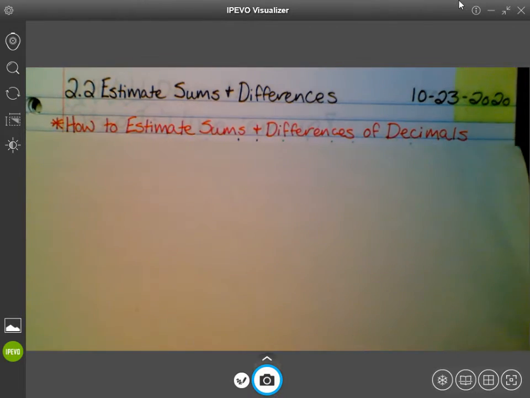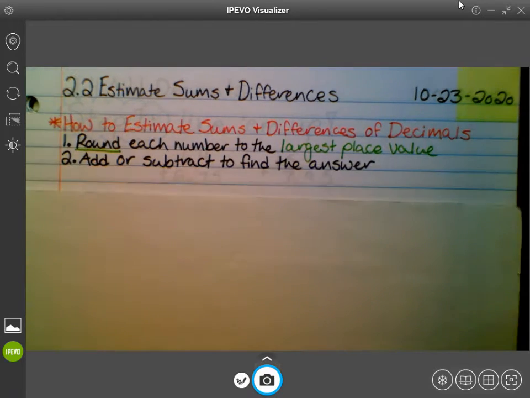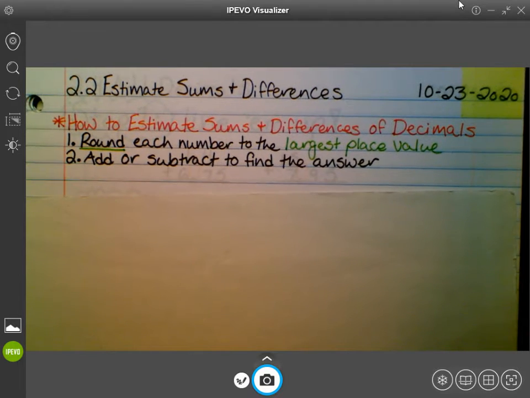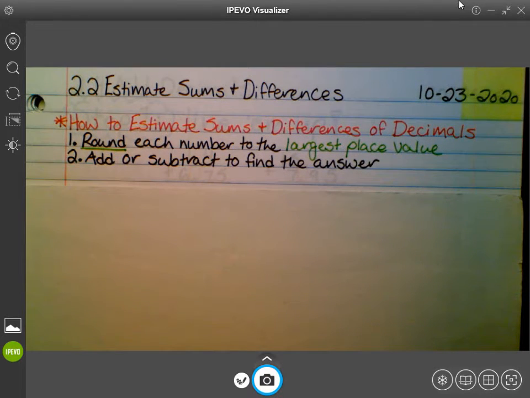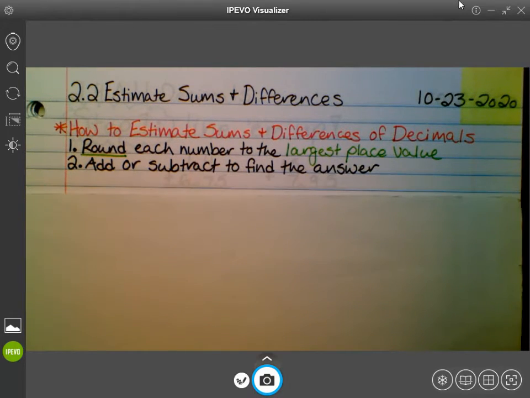So, let's see. Do I want to unveil the whole thing? Oh, yeah, there's just 2 steps. First, we round each number to the largest place value. Then we add or subtract to find the answer. Now, I want you to underline for sure round, and I wrote largest place value in a different color to emphasize it. If you don't have different colors, I would also like you to underline largest place value so that it's emphasized, just like the word round is.